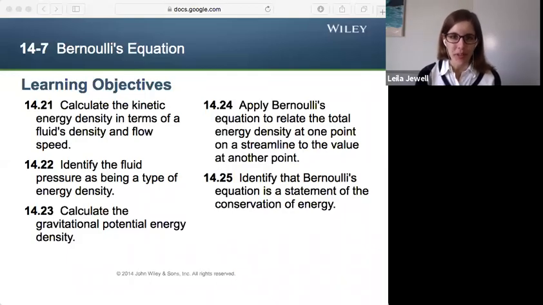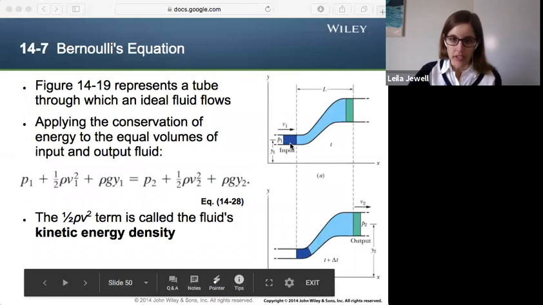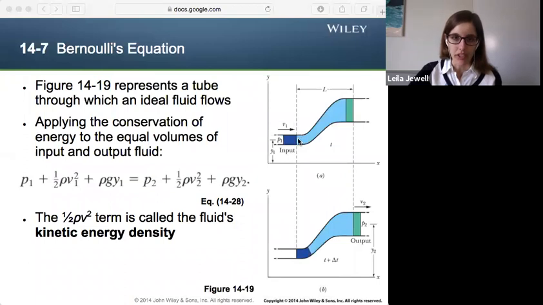Section 14.7, Bernoulli's equation. So if we imagine having a tube with an ideal fluid flowing through it, because we're only going to assume ideal fluids for this chapter, and so we have an input on one side where there's some pressure acting on the fluid on the input, the fluid is moving at some velocity, it's held at some height, and we can compare with a later instant, right?